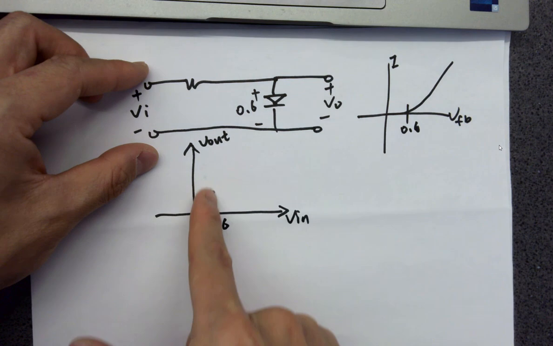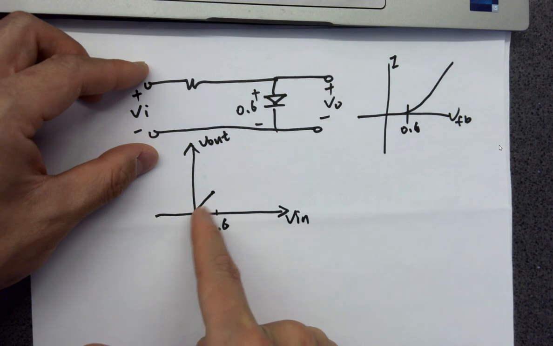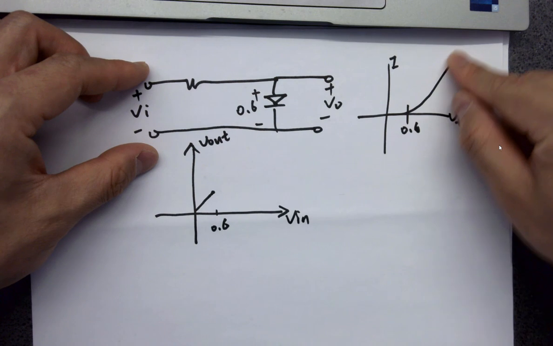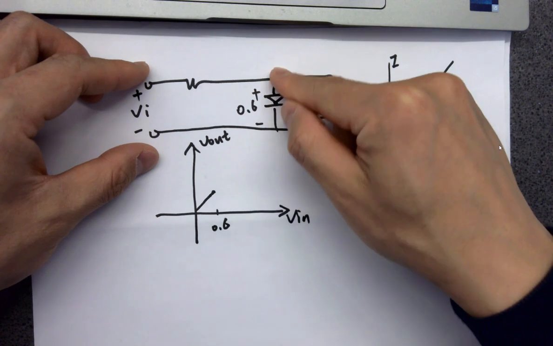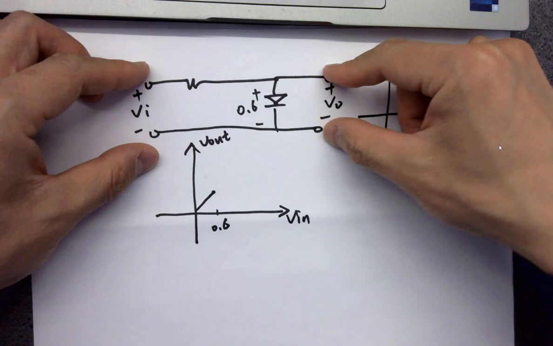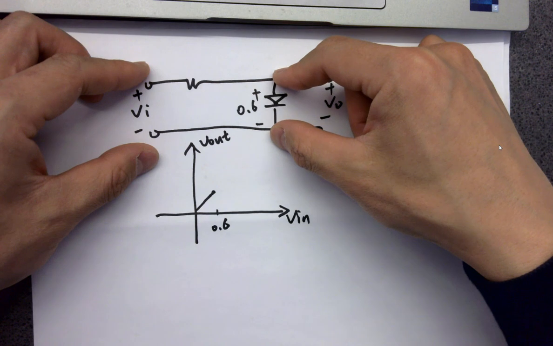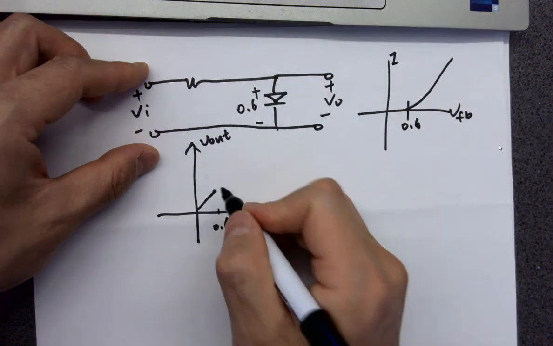But after 0.6 volts, what's happening? After 0.6 volts, it gets current, right? It gets current, but it's stabilizing V out at 0.6 volts. Is V out changing after this? No.